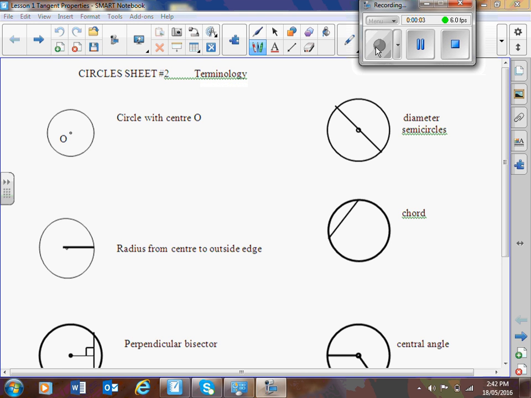Welcome to circle geometry. We get started with an introduction lesson today and go through some terminology that's important for the rest of this unit. Keep this page handy, you might need it if you have to refer back to some of the things we talked about later on in the course.